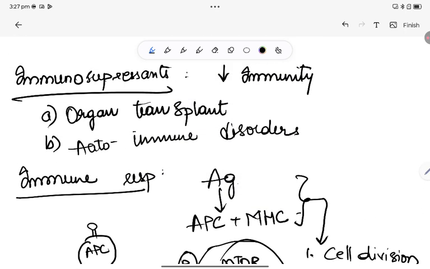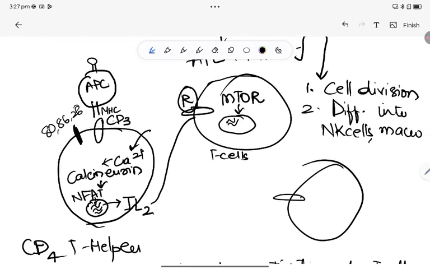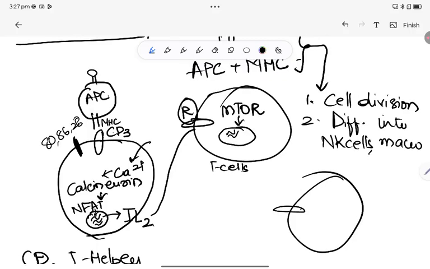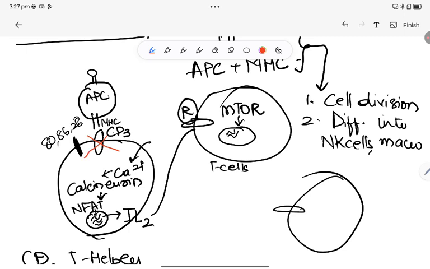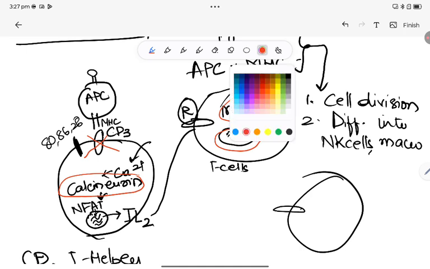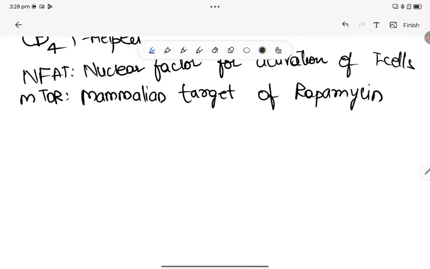Now, how do immunosuppressants act? Immunosuppressants usually act by either inhibiting the CD3 receptors, inhibiting your calcineurin, inhibiting your mTOR, inhibiting your cellular division, as well as there are many other biological methods also. Now we will talk about these in detail.